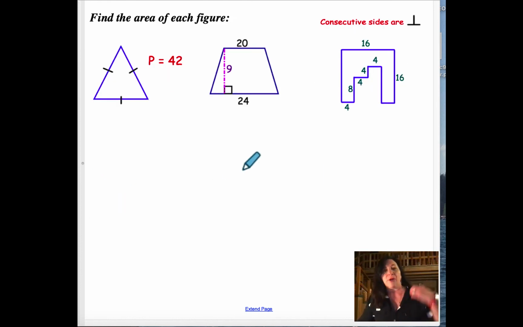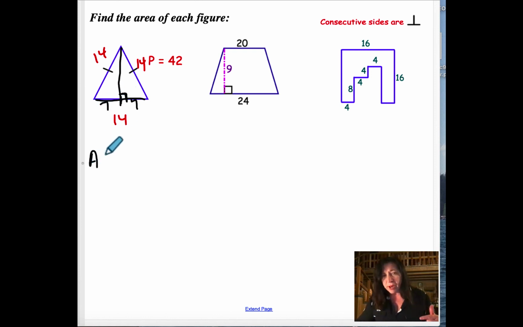Okay. More area problems. This looks like an equilateral triangle, and I have a perimeter of 42. So we're going to take 42, and we're going to divide that by 3, right? 42 divided by 3 gives me 14. So that means each of my sides is 14. It also means that if I were to draw in an altitude in an equilateral or an isosceles triangle, that altitude is going to cut that base in half, meaning that's 7 and that's 7.